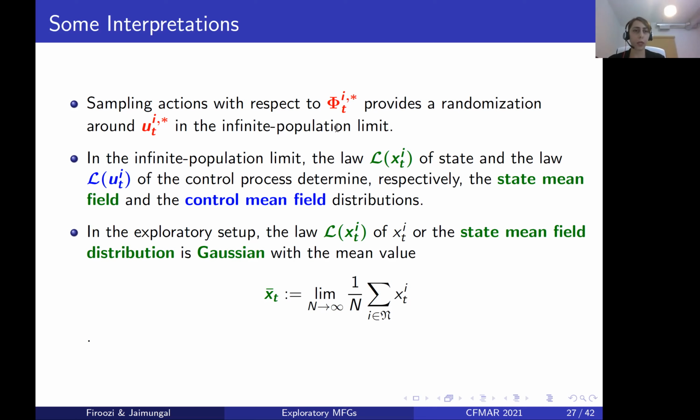Now, I want to find the mean field distribution for this exploratory system. We know that the law of state and the law of control actions give us the state mean field and the control mean field in the infinite population limit. In the exploratory case, the law of state, or the state mean field distribution, is Gaussian with the mean value x bar, and this x bar is the average of agents' states when the number of agents goes to infinity, if it exists. Since we have only minor agents here, this x bar is deterministic. So the mean field distribution is deterministic in this case.